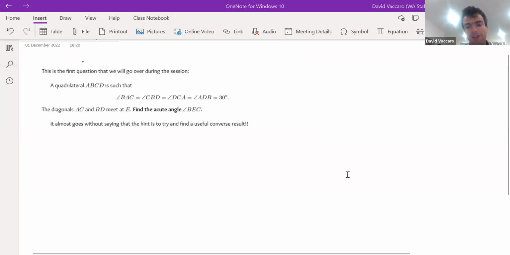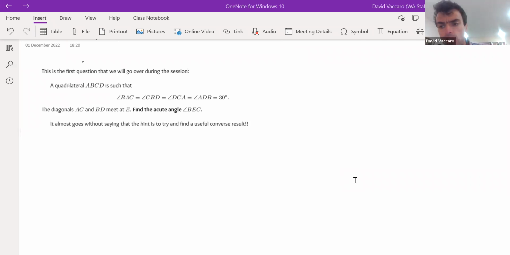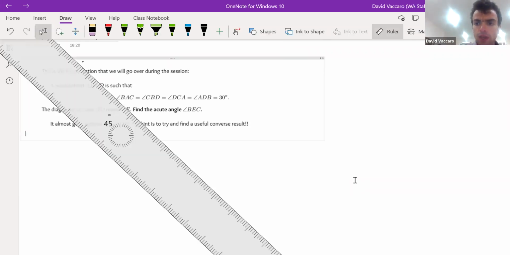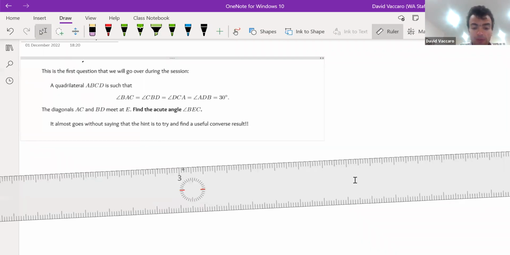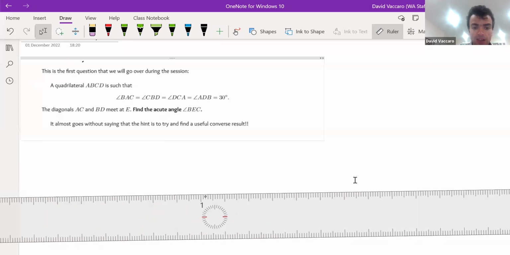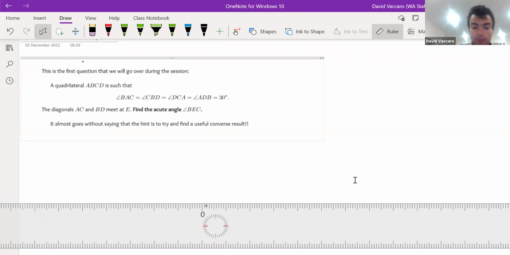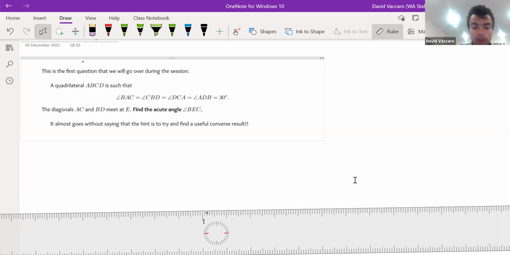What do you think is the first thing that anyone would need to do when faced with a Euclidean geometry problem like this? I hope that everybody is putting into the chat, draw a diagram, because you can't get anywhere without a diagram.